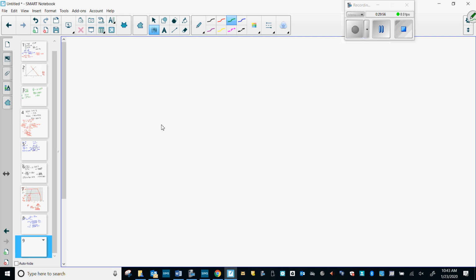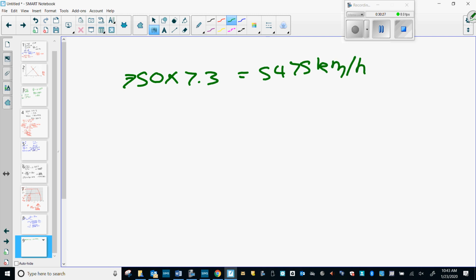12. So the average speed for an airplane flight from Dubai to London is 750 kilometers per hour. The flight time from Dubai to London is 7 hours, 18 minutes. So I did 750 times 7.3. 7.3 is equivalent to 7 hours and 18 minutes. So that equals 5,475 kilometers, and that's the answer to A.